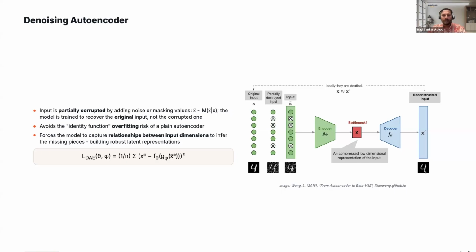Right. So to fill in what was missing, the model has to learn the relationship between the input dimensions. It has to understand that these pixels tend to go together, so that it can infer the missing ones, and that actually produces a much more robust representation. The loss is actually the same. We can just use a squared error and measure the clean target against the reconstruction from the corrupted input.